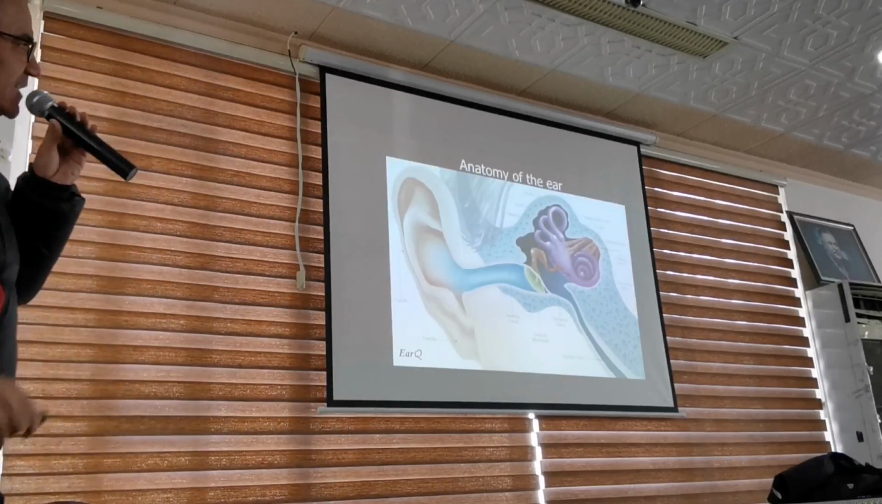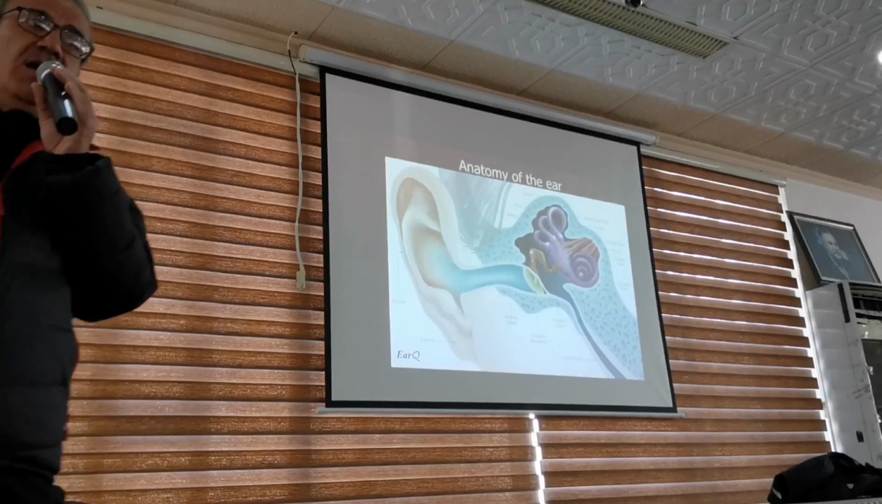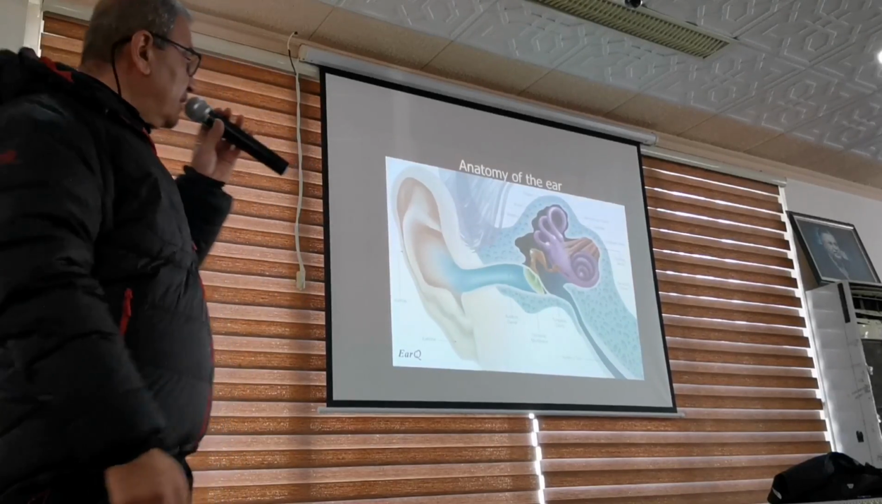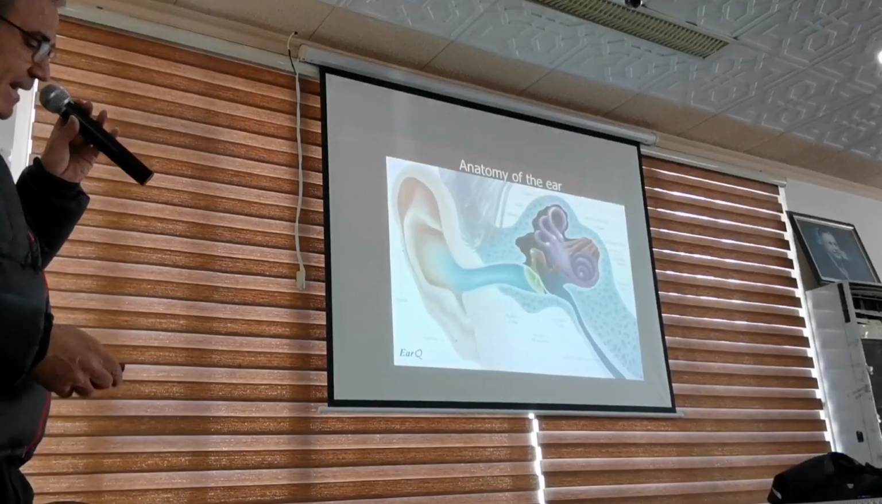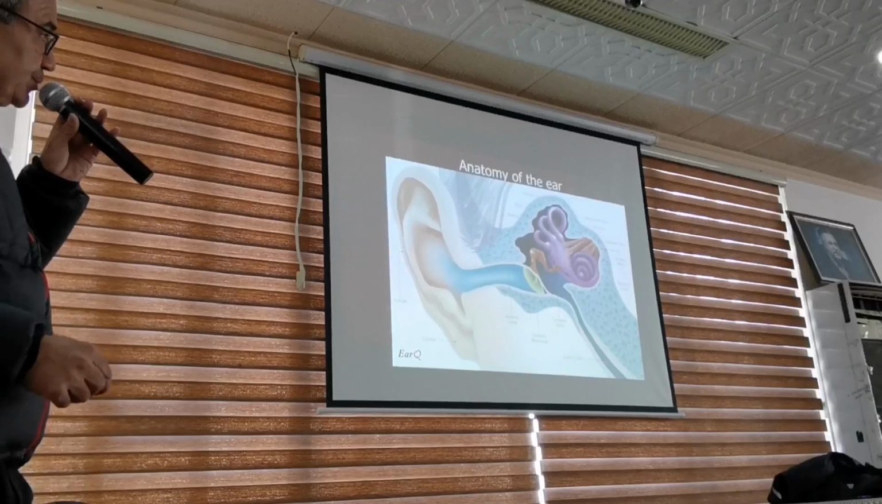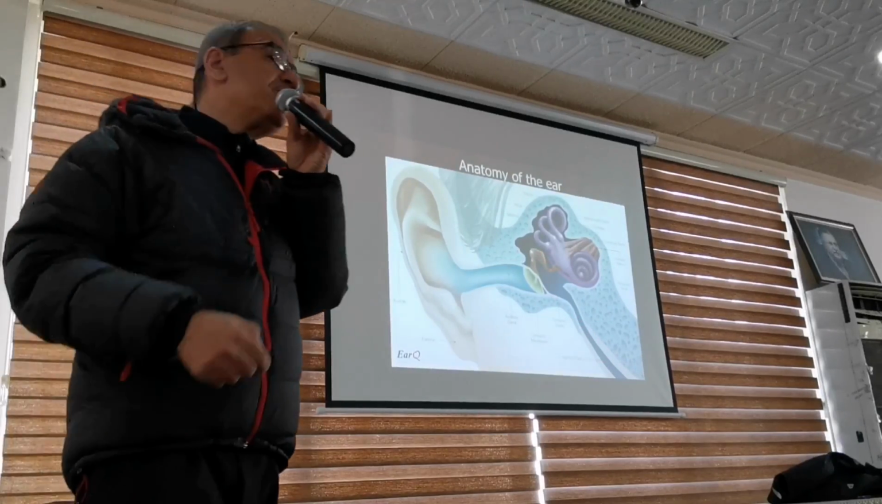We said there is the middle ear and the outer ear. This is the Eustachian tube, which provides the middle ear with air.